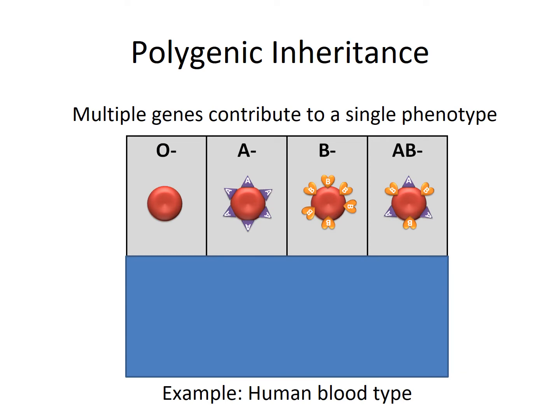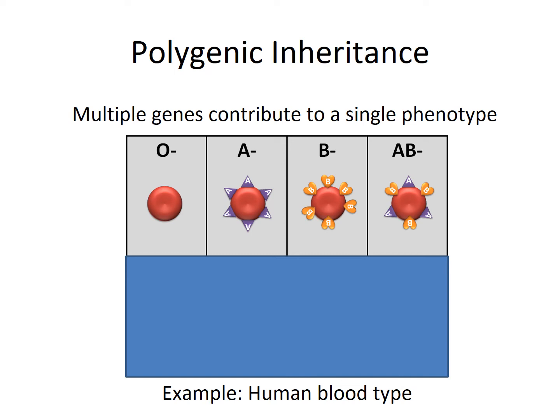So pleiotropy was when one gene affects multiple phenotypes. Now let's talk about when multiple genes affect one phenotype. This is called polygenic inheritance. Poly meaning multiple, genic referring to genes. So multiple genes contributing to a single trait, a single phenotype. An example of this is human blood type.